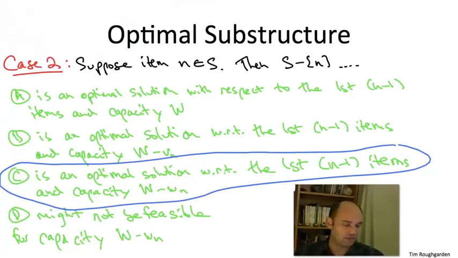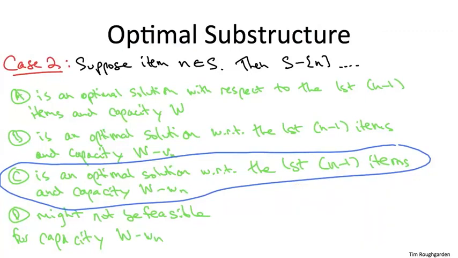Part D, if you are worried about feasibility at any point: if you take capital S and remove the nth item, what have you done? You've taken a set of items whose size was at most capital W by feasibility of S, and you've removed an item with size w sub n from it, so what remains has total size at most capital W minus little w sub n. So S minus n would indeed be feasible for this residual knapsack capacity, capital W minus little w sub n.